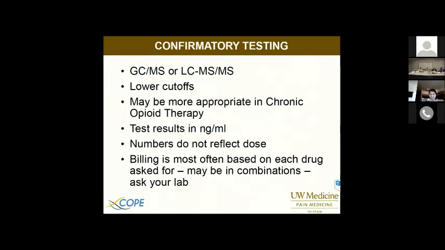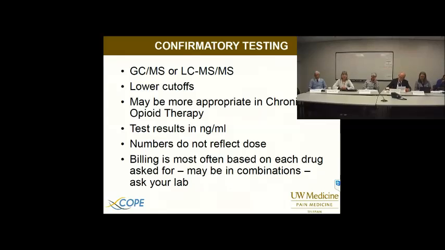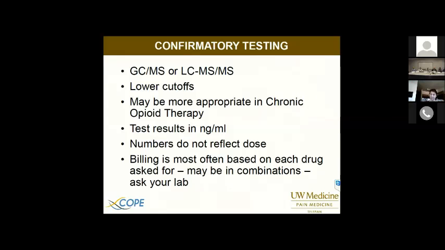Here's the second important thing. The test results are in numbers. They're in nanograms per ml. So if you see a number, you have a confirmatory test. If you see positive or negative, it's not confirmatory. But the numbers don't reflect the dose.